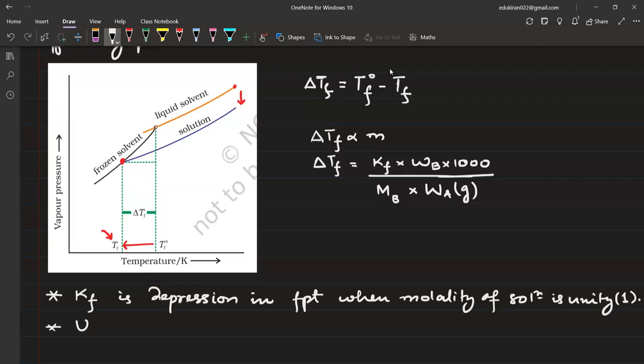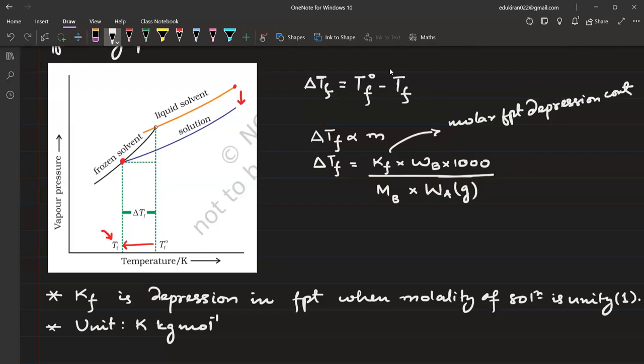Next point, the unit of KF, it is going to be the same as that of KB, Kelvin kg per mole. Now KF, what is KF by the way? KF is molal freezing point depression constant. And it is also known as cryoscopic constant.